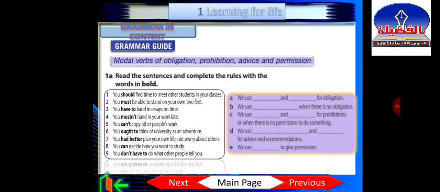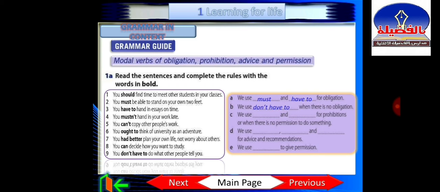Let's try to do this exercise together. Exercise 1A. We use blank and blank for obligation, للإلزام أو للضرورة. Yes, of course, we can use must and have to for obligation. للإلزام بنستخدم must and have to. B. We use don't have to when there is no obligation.